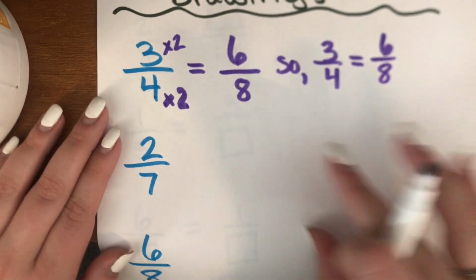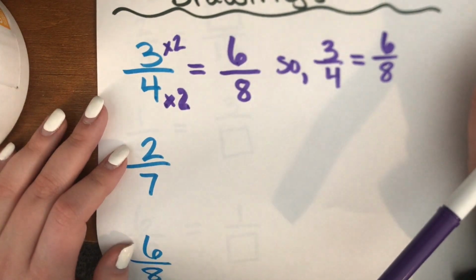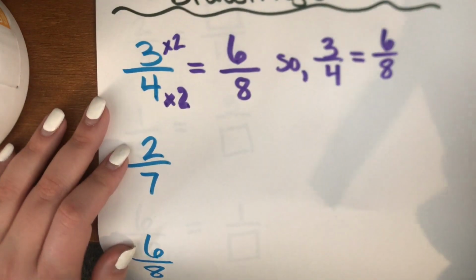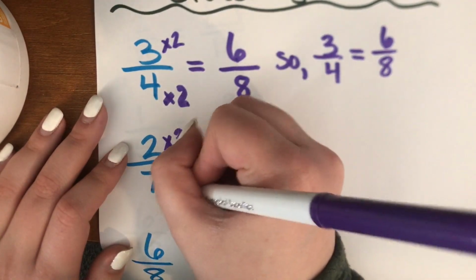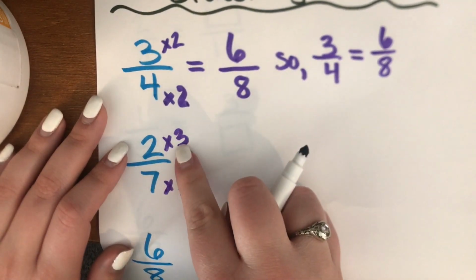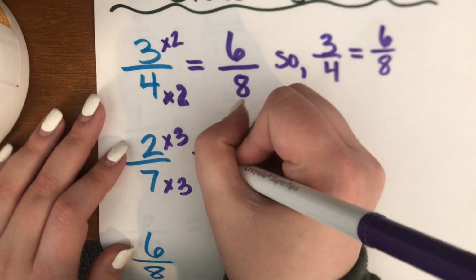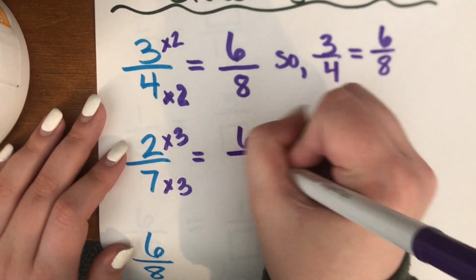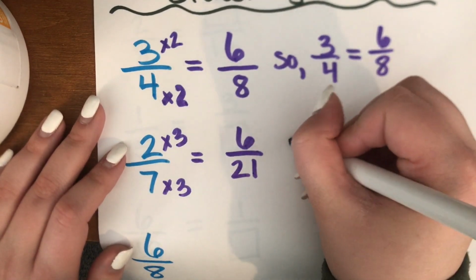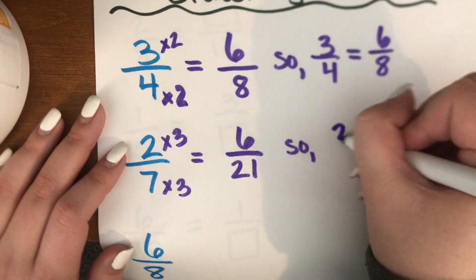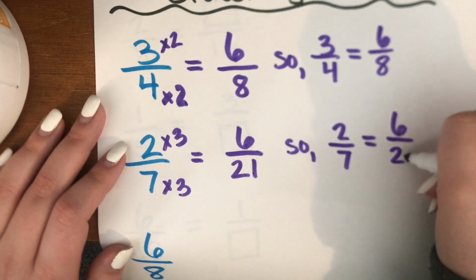Now let's do the same here. Let's say, well, I know 2 and 7 don't have anything in common I can divide them by, so I'm just going to multiply them again, let's say by 3. Whatever you do to the top, you do to the bottom. So 2 times 3 equals 6. 7 times 3 equals 21. So 2/7 is equivalent to 6/21.